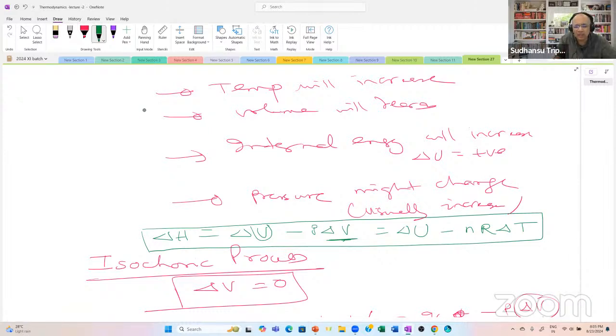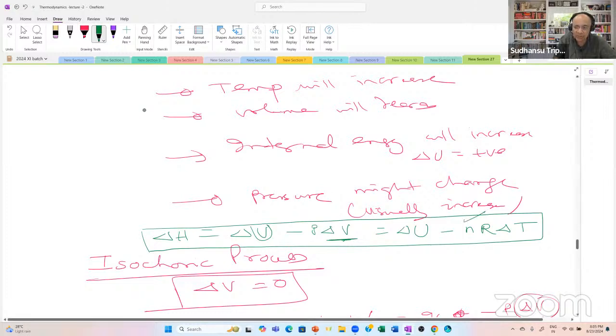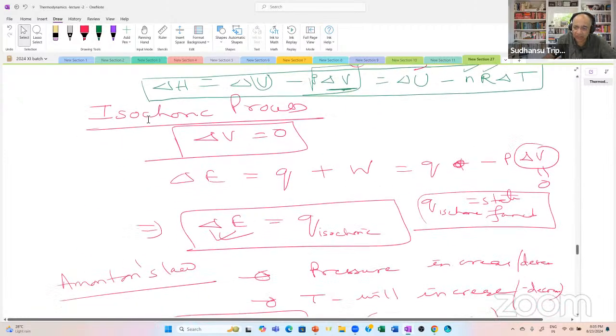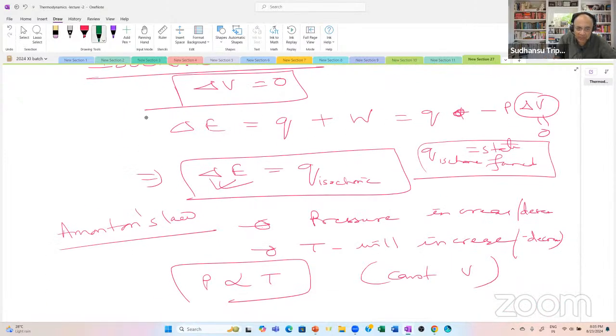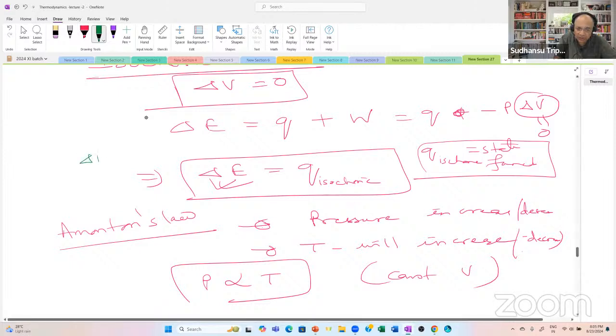Pressure is changing, and you are asked a question. Then you will use this, because the number of moles is not changing, R is not changing. So instead of P del V, you will write n R delta T. The same thing in the isochoric process: del H is equal to del E, because volume is constant, meaning del V is zero. So the change in internal energy is the same as the change in enthalpy.